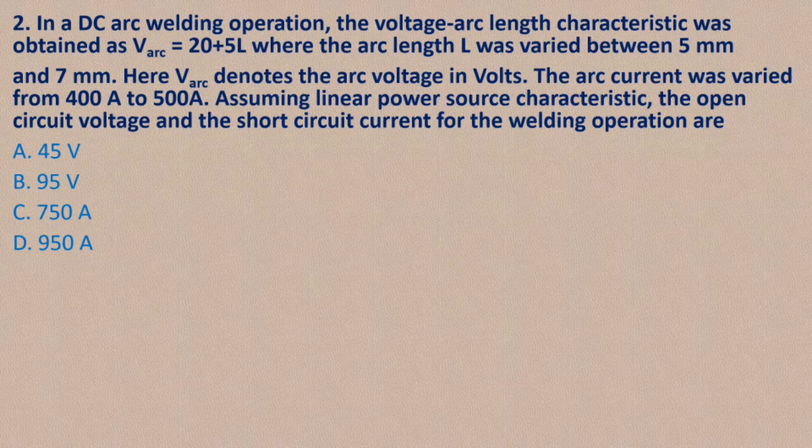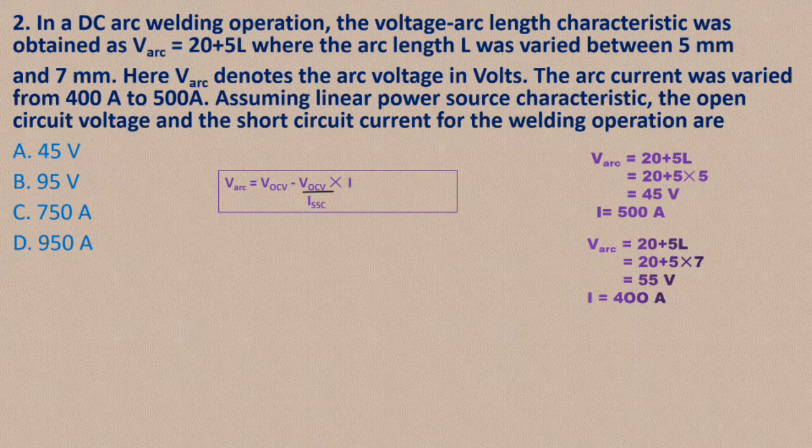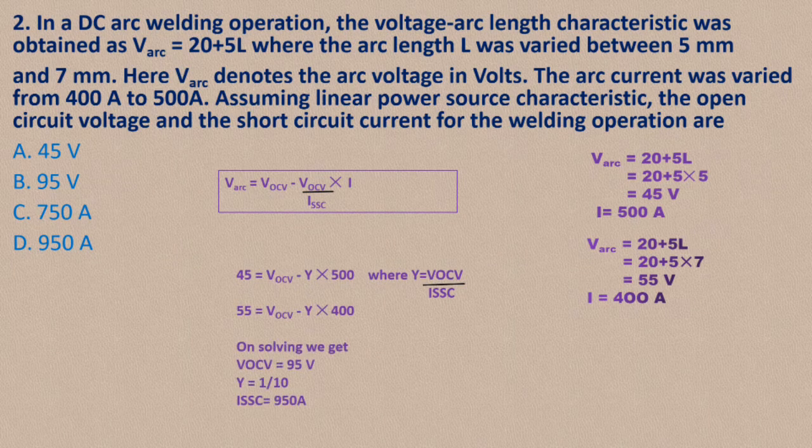When voltage increases, arc length increases and current decreases. So when we put L equal to 5, we get arc voltage equals 45 volt, and arc current equal to 500 ampere. Similarly, when we put L equal to 7, we get arc voltage equals 55 volt, and given arc current equal to 400 ampere. On solving, we get open circuit voltage equal to 95 volts, and short circuit current equal to 950 ampere.